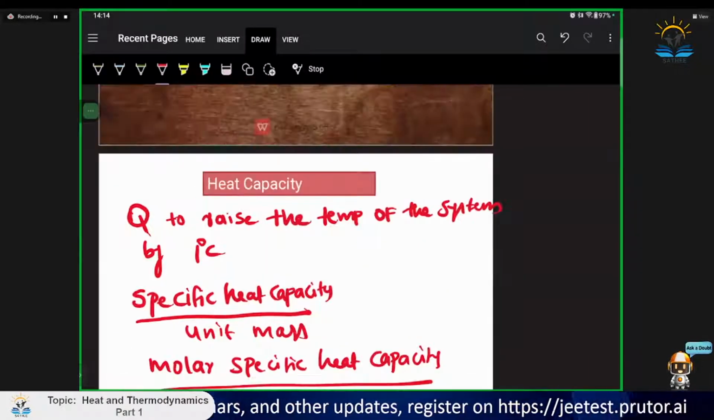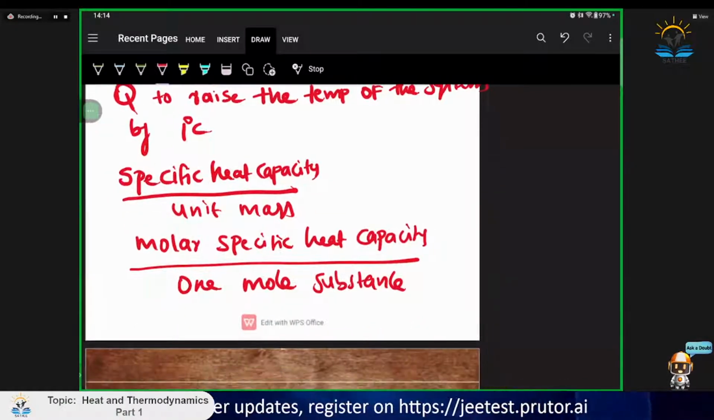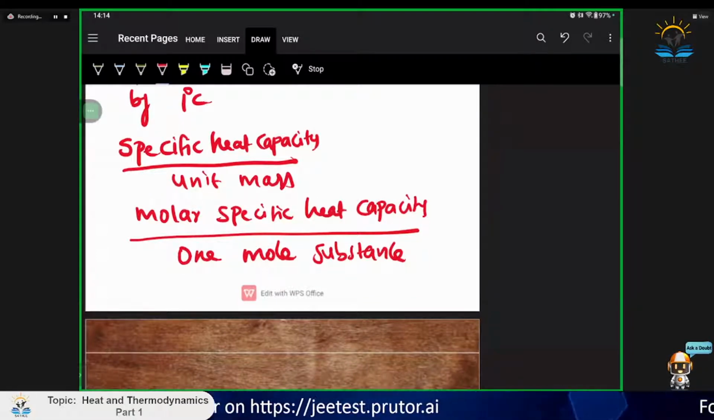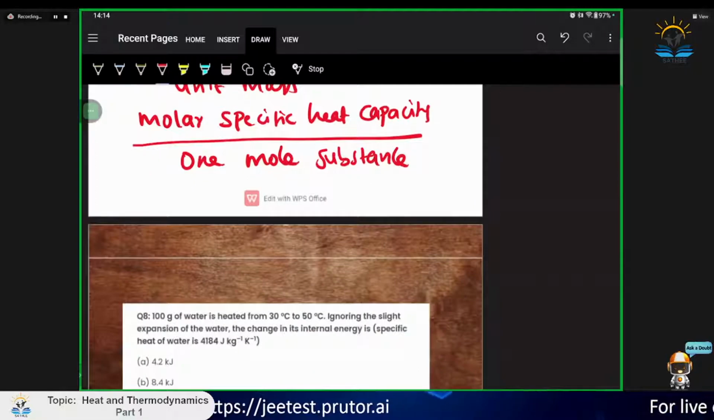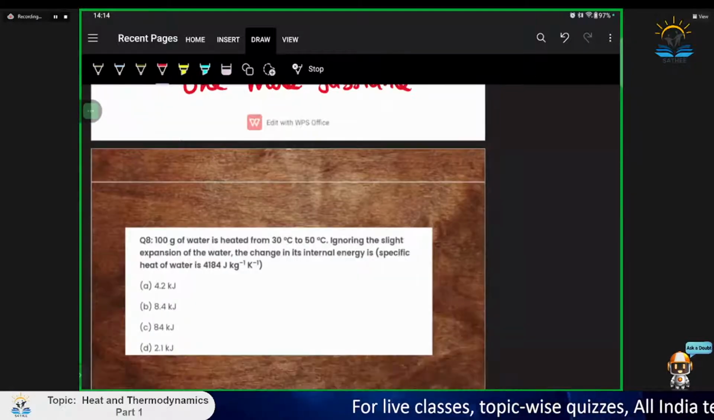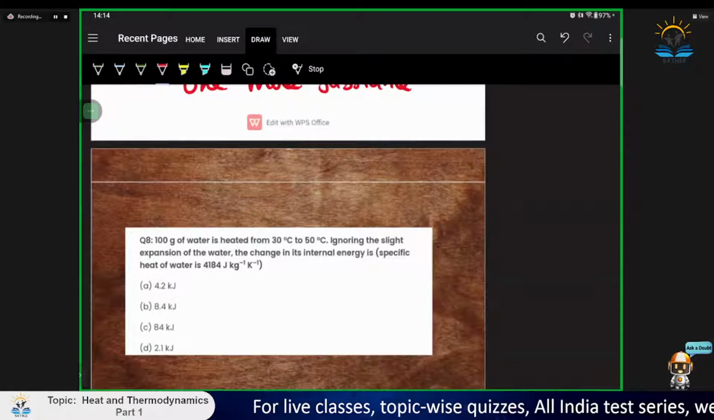We should understand the definitions very clearly so that we can do the question. Now, read the question. 100 gram of water is heated from 10 to 30 degrees, ignoring the slight change in specific heat. The specific heat capacity is given as 4184 joule per kilogram Kelvin.